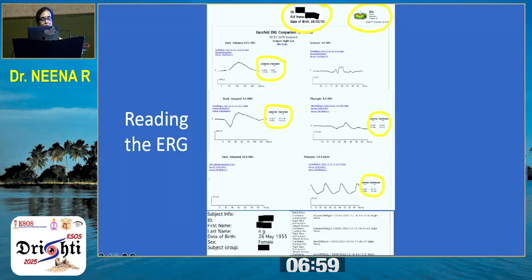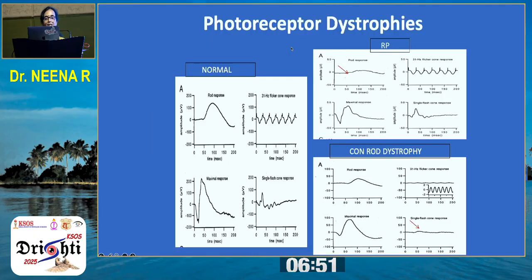can be combined. So this is how you interpret it. You look at the latency and amplitude of each wave, and also confirm the patient's details. You can see on the left hand side, I've given the normal waves, and on the right hand side you can see a response from a patient with retinitis pigmentosa. You can see the rod responses are grossly diminished, whereas the light adapted responses are okay.